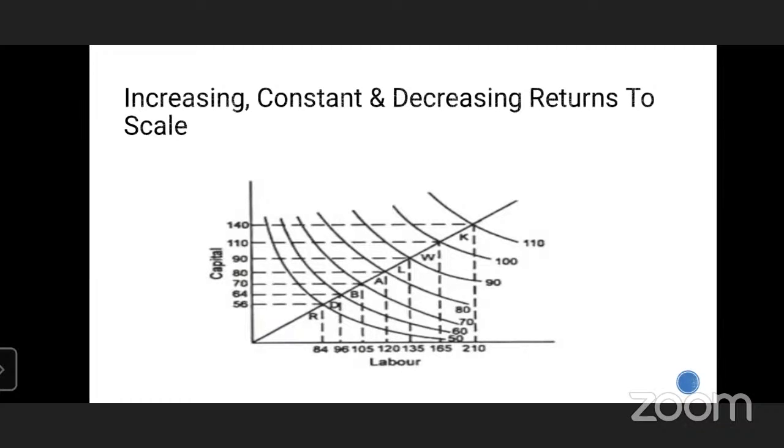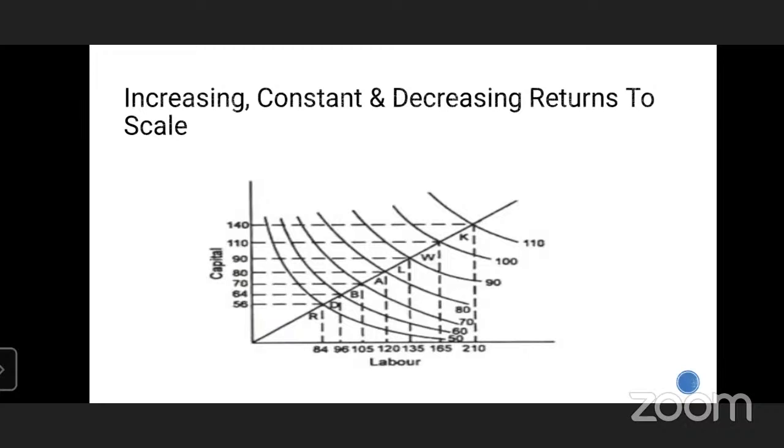Here, the distance between the isoquants will tell you what the returns to scale is. If the distance between successive isoquants is decreasing, then we call it increasing returns to scale. If the distance between consecutive isoquants is constant, then it is constant returns to scale. And if the distance between the isoquants is increasing, then it is called decreasing returns to scale. Okay. So we have input and output measurements also.